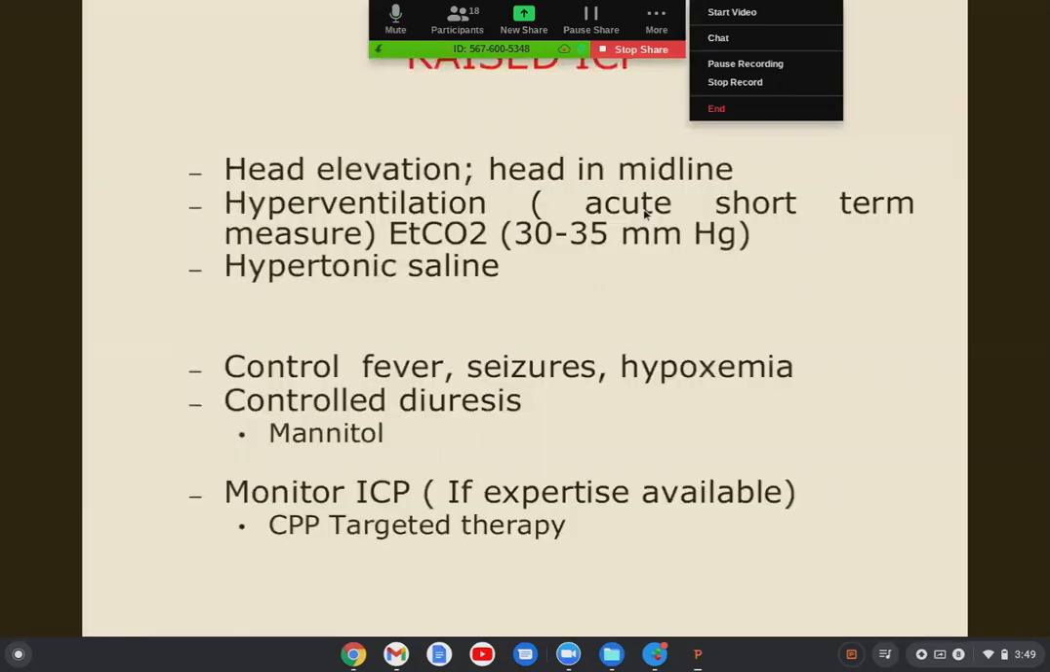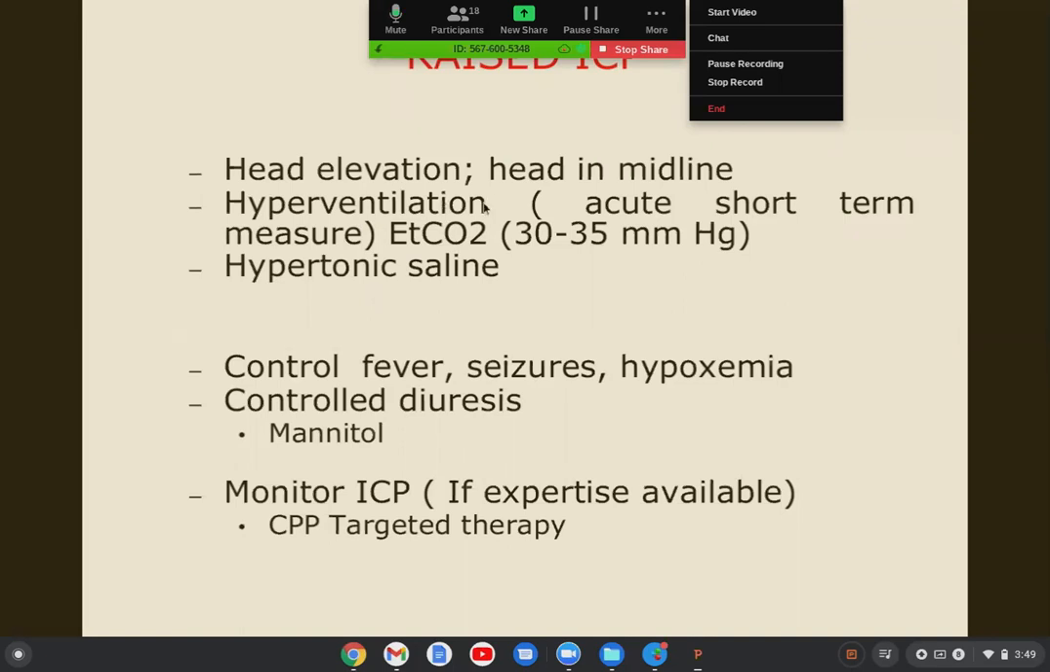How do we manage this raised ICP? Head elevation and head in midline. We can initially do hyperventilation with a target ETCO2 of 30 to 35, not below, not above. Studies have shown that hypertonic saline is equally good as 20% mannitol, but it has a better and sustained response as compared to mannitol. So yes, it is better, but as for sustenance of effect, it has a side effect of hypernatremia associated complications. So always keep track of sodium levels in the body.